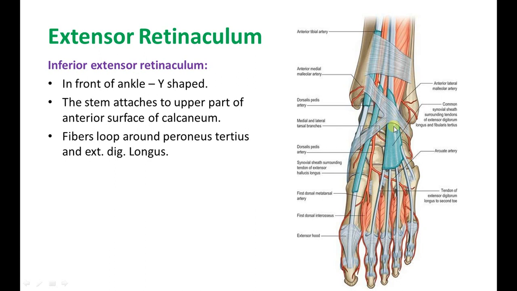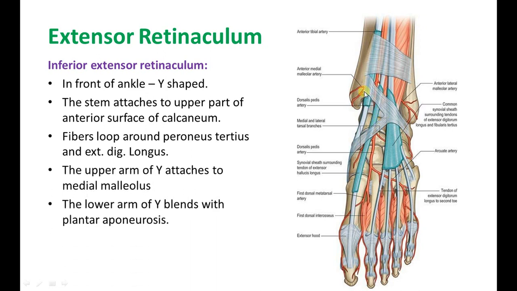After splitting from the stem, the upper arm is going to attach to the medial malleolus, and the lower arm merges with the plantar aponeurosis. That is the attachment of the upper arm to the medial malleolus and the lower arm to the plantar aponeurosis.